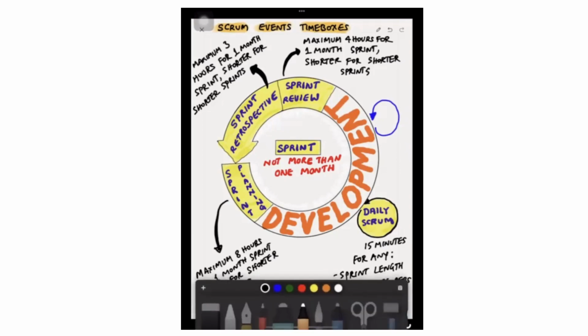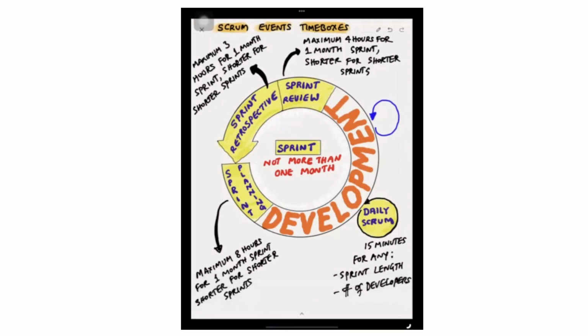That means if your sprint is 1 month long, you can pretty much reserve the first working day for the planning purpose, because 8 hours means 1 day. So the first day can be reserved for planning purpose. The last day can be reserved for review and retrospective back to back, because review is maximum 4 hours for 1 month sprint, retrospective maximum 3 hours for 1 month sprint. So 3 plus 4, almost 7 hours, which is 1 day. Last day, back to back review and retrospective.